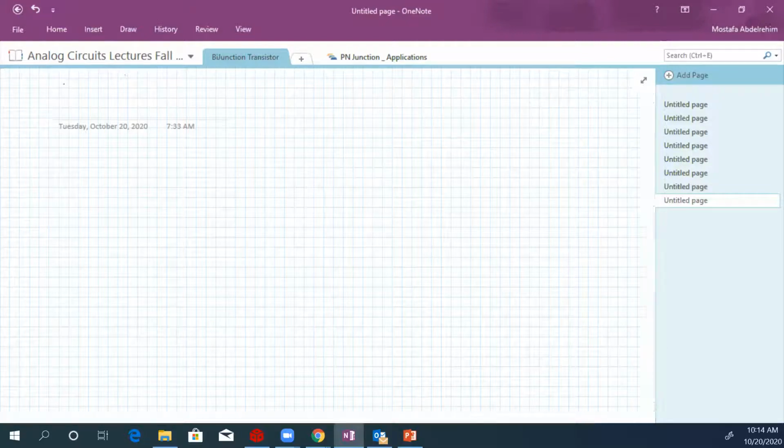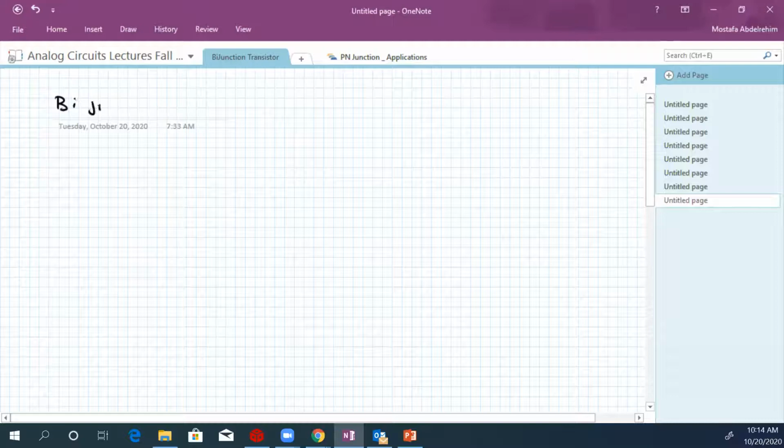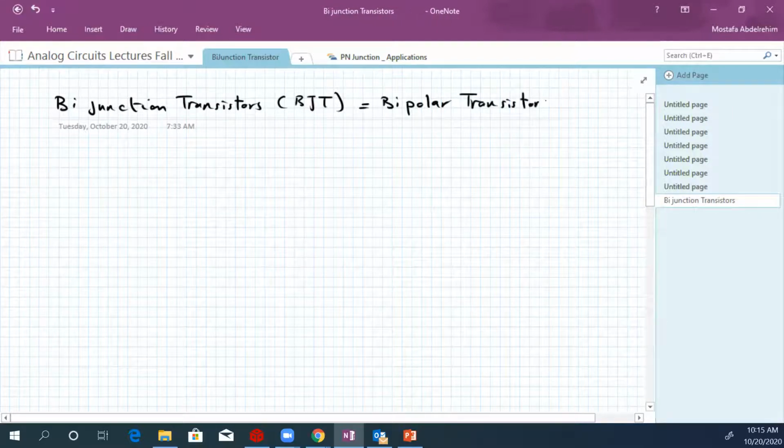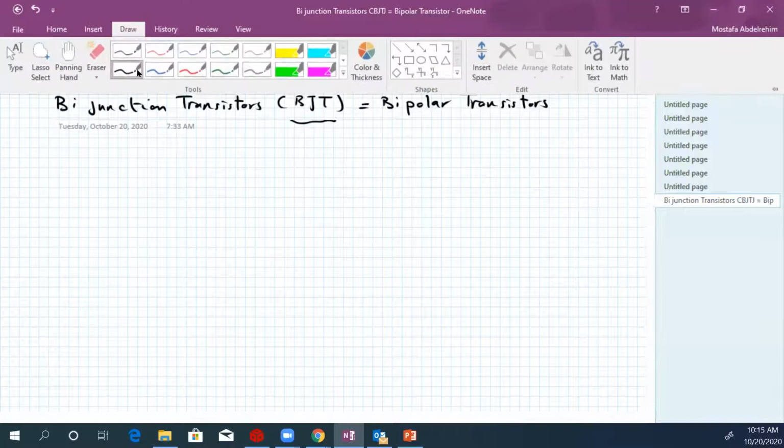So, bipolar junction transistors, or BJT. Okay, and sometimes you call it bipolar transistors. I like the first one because it has a very nice abbreviation, which is BJT. Okay, so let's decrease this a little bit.